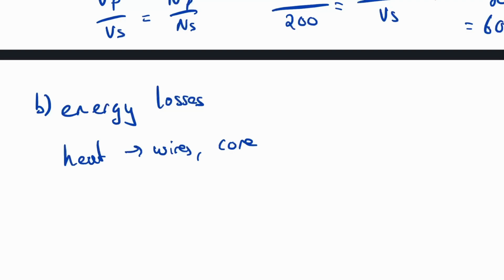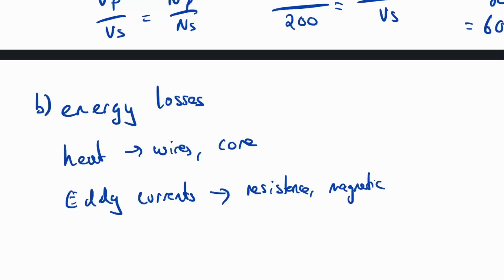Something else you could also say is the idea of eddy currents. Eddy currents are currents that get into the core, and these cause some magnetic losses, or they might cause some resistance in the core itself. And once again, it's a conversion to an unwanted energy form, so it's an energy loss, and this is what decreases the efficiency of a transformer and prevents it from being 100% efficient.